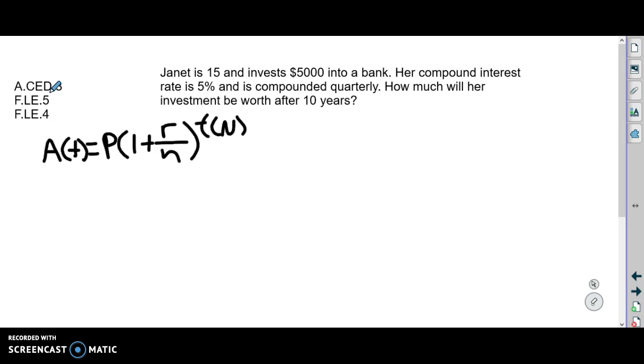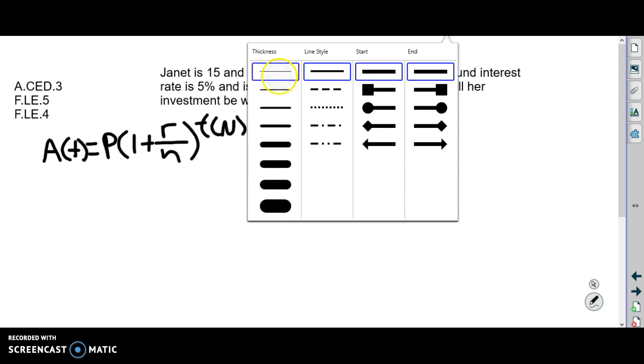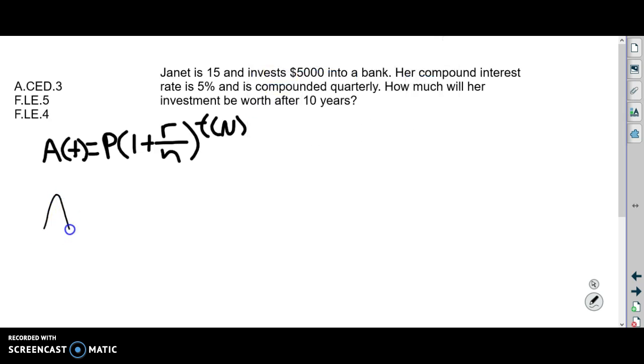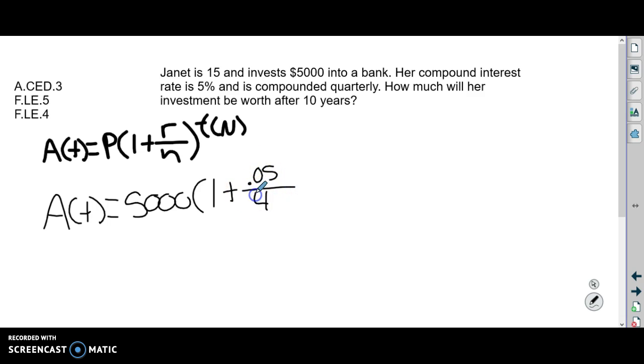Okay, so we're going to want to plug in all of our values. So we're going to end up with A of t equals 5,000, 1 plus 0.05 over 4 because we're compounding it quarterly. And then t will be 10 years times quarterly, so that'll be 4. So we end up with 5,000, parentheses 1 plus 0.05 divided by 4, to the 10 times 4.